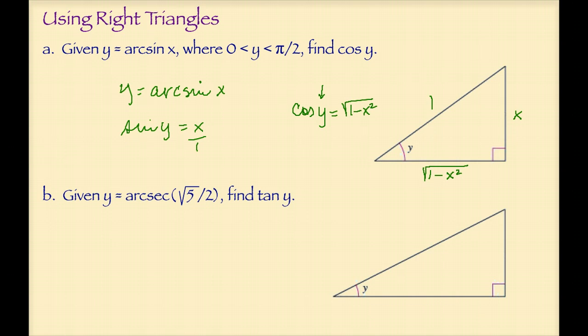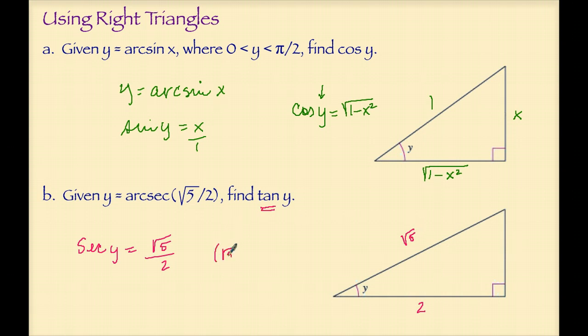In the next example, we're given that y is arcsecant of the square root of 5 over 2, and we're asked to find tangent of y. So let's rewrite this statement as secant of y is equal to the square root of 5 over 2. Well, remember that secant is hypotenuse over adjacent, so that means these sides can be labeled square root of 5 over 2. Using the Pythagorean theorem, we can solve for the other side.